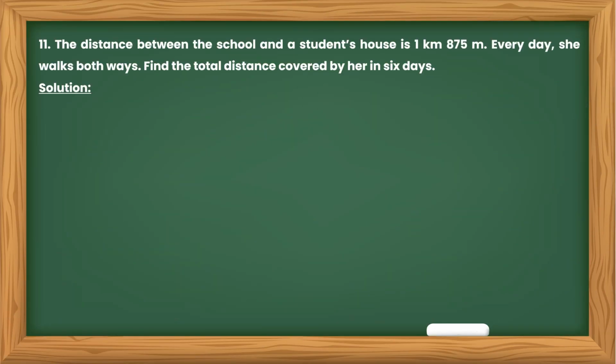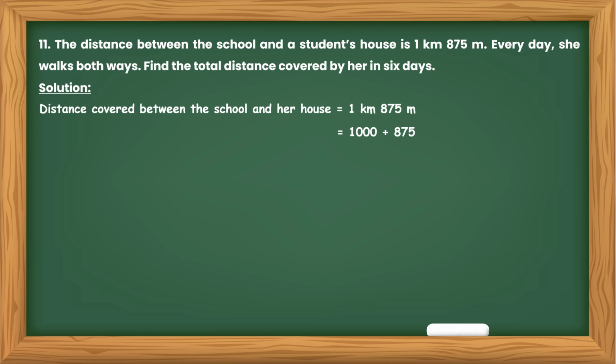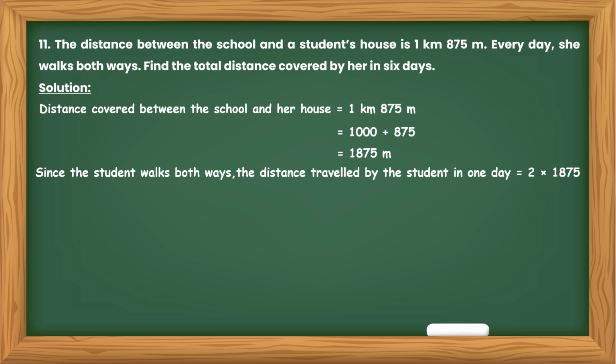So the 11th question. The distance between the school and the student's house is 1 kilometer 875 meter. Every day she walks both ways. Find the total distance covered by her in 6 days. So the distance between the school and her house is how much? 1 kilometer 875 meter. If you convert this 1 kilometer to meter, it becomes 1000 and you add that 875. So it's 1875 meter.